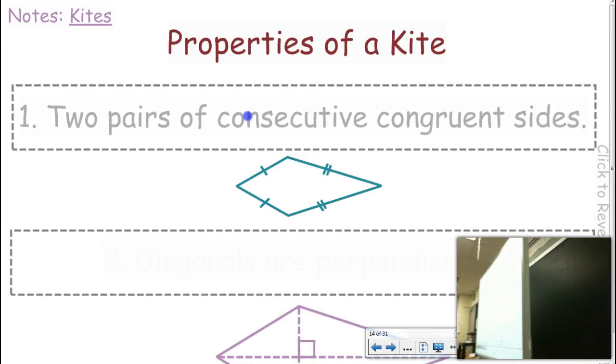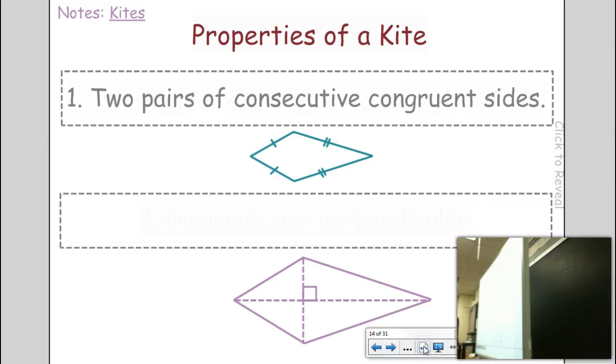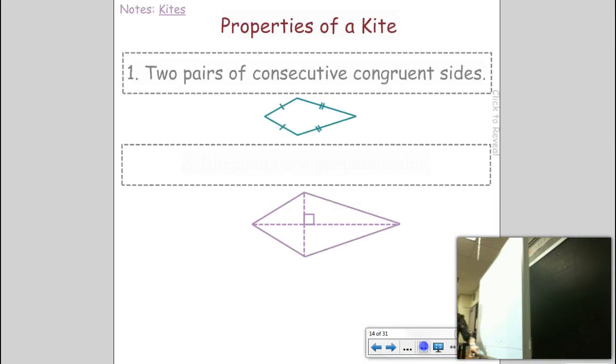So we already did that one. Property number 2. What do you think property number 2 is? Look at the purple kite. The kite stole that one from the rhombus. That's one of the rhombus's properties. The diagonals are perpendicular. So they must be cousins. The kite and the rhombus, they must be cousins because they have a trait in common. Their diagonals are perpendicular. So that's property number 2.